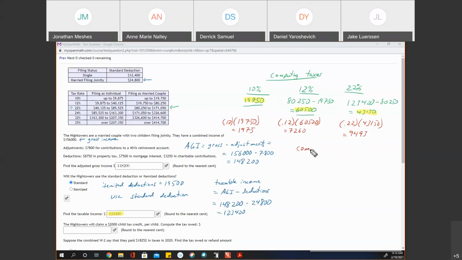Okay, so our computed tax, okay, I add these three up. Okay, so we get $18,728. Okay, and then the actual amount of tax that we owe, we have to subtract off our credits. Okay, so there's a $2,000 tax credit per child, and there's 2 children. Okay, so our credits is $4,000. So our tax owed is $18,728 minus $4,000. So we get $14,728.